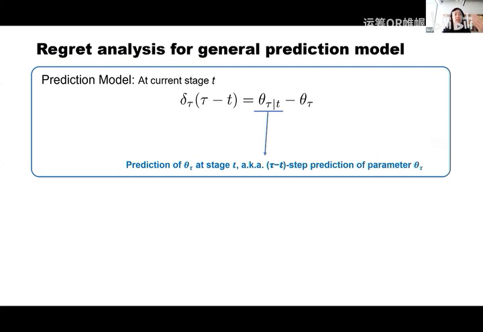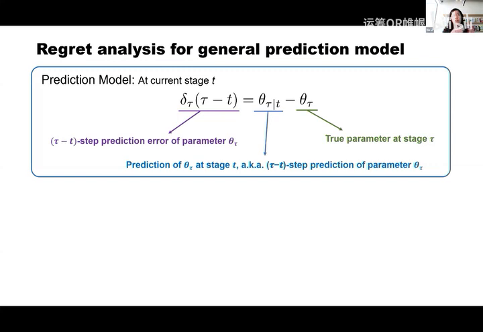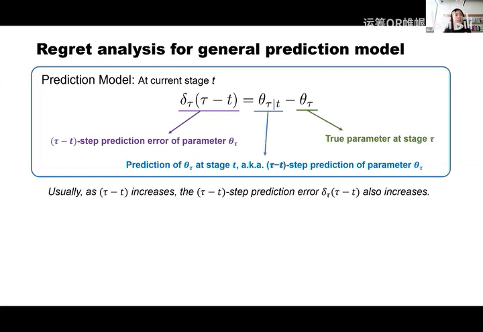So in recent work, we generalize our work to capture the inaccurate prediction model. At each time t, my prediction about theta tau given at t, versus the true parameter at stage tau, is called the tau minus t step ahead prediction error. In practice, if you want to predict longer term, the prediction error will increase, and the prediction accuracy will decrease. So the question is how to use inexact prediction.